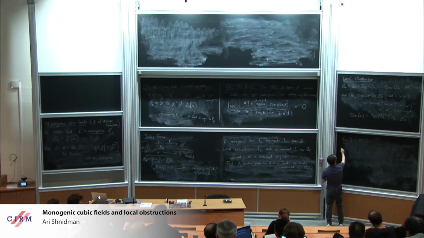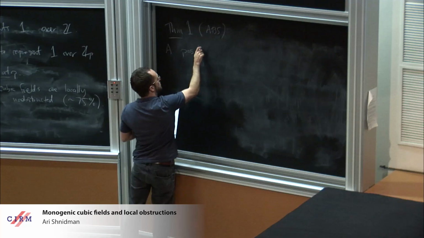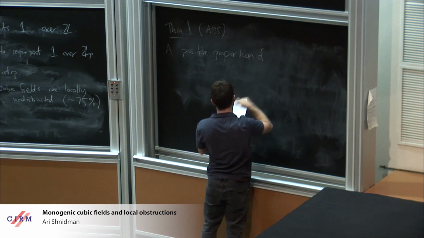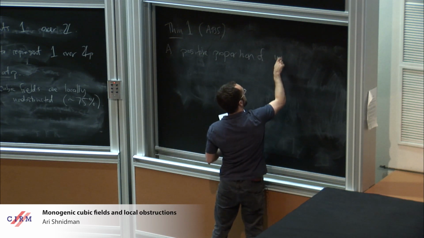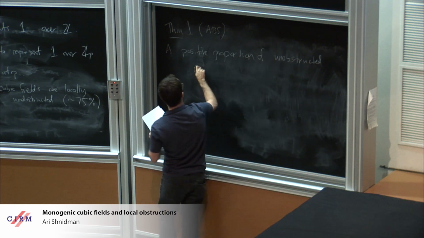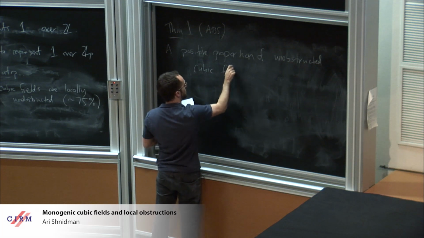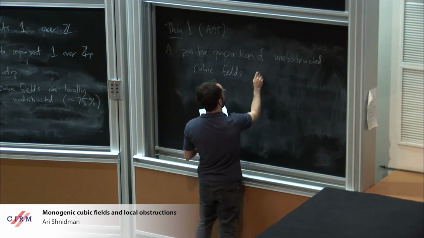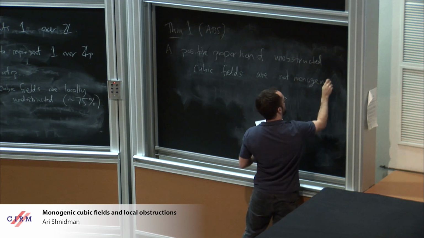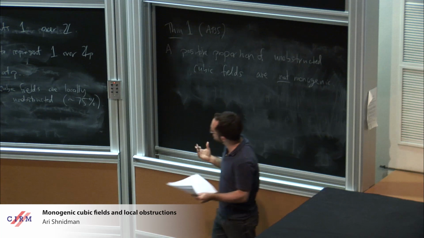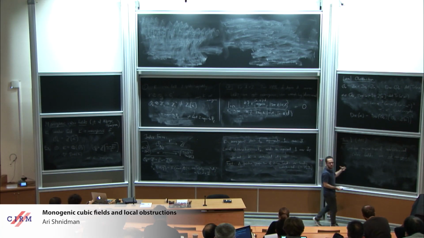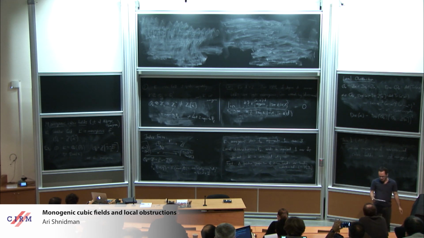So the theorem is simply that a positive proportion of locally unobstructed cubic fields are not monogenic. So we're exactly looking at these cubic fields for which it's not clear whether they're monogenic or not, but we're saying even amongst those locally unobstructed ones, a positive proportion are not monogenic.